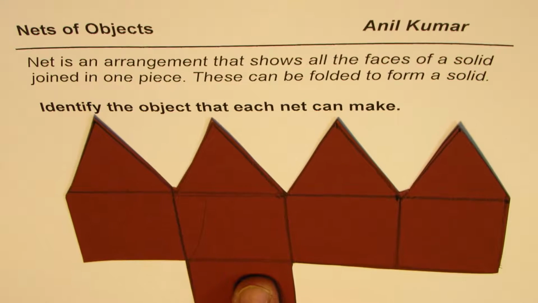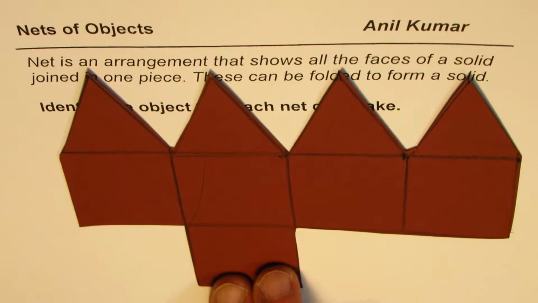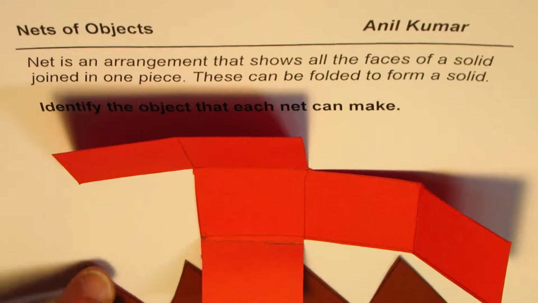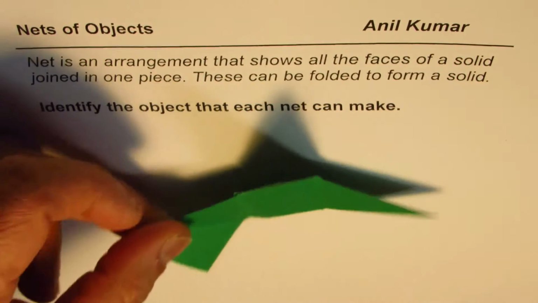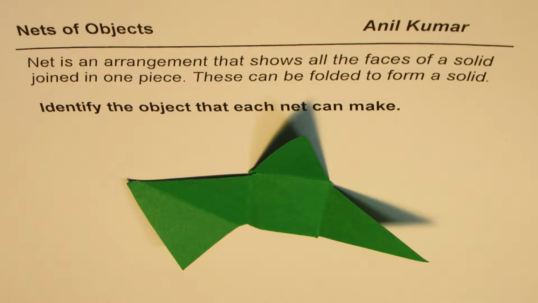Now the question for you is, identify the object that each net can make. So this is one of those nets, right? Tell me which object this net can make, and then I'll show you the other one. Here is the second one for you. Which object can this make? And let me show the third one also. Here is the third one for you. Once you identify, you also try to make that particular shape, correct? So that is what we have.